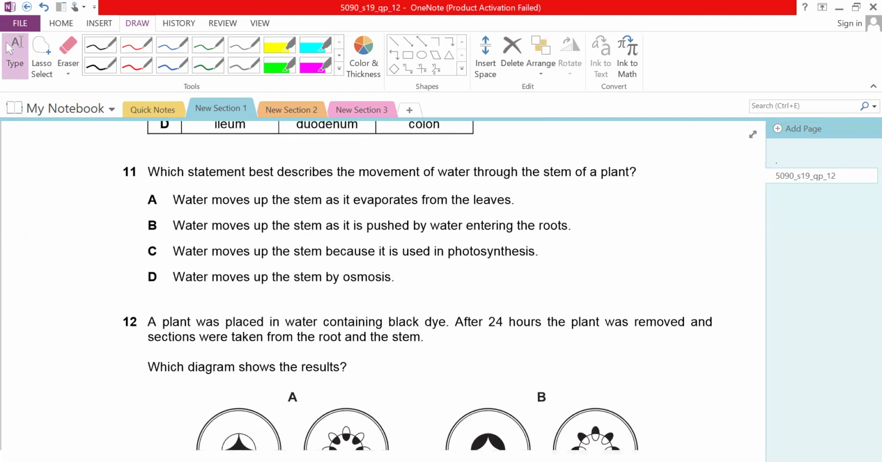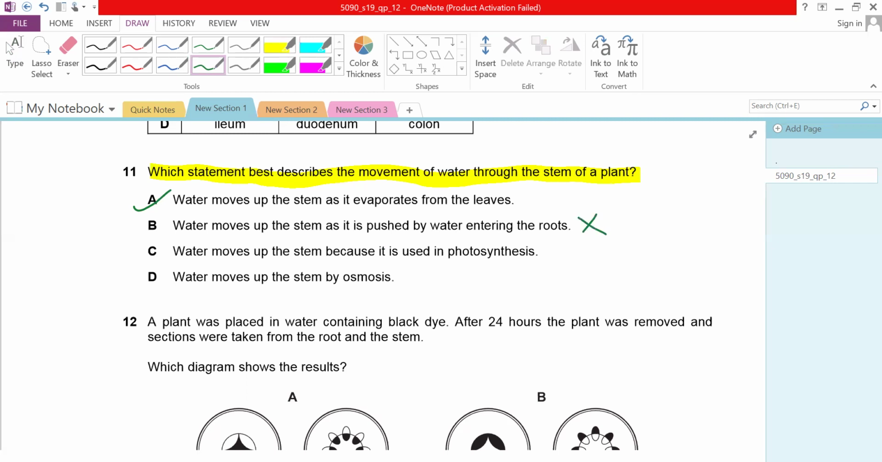Question 11. Which statement describes the movement of water through the stem of a plant? Water moves up the stem as it evaporates from the leaf. Yes, the statement seems correct, as water moves up as it evaporates from the leaf. Water moves up the stem as it is pushed by water entering the roots. No, this statement is incorrect.